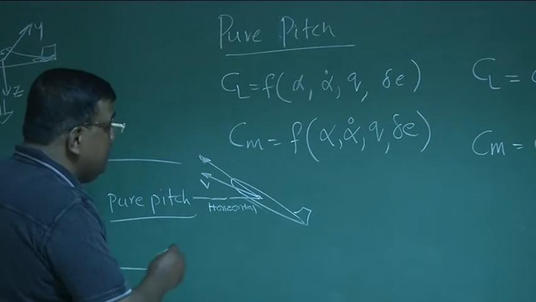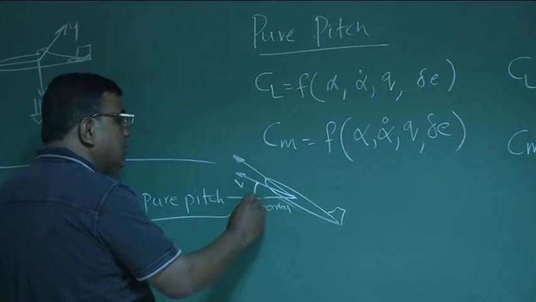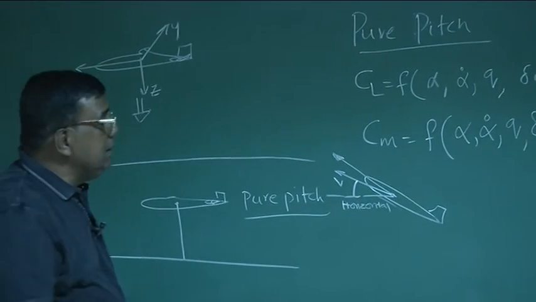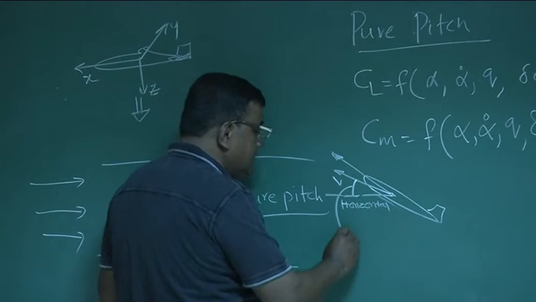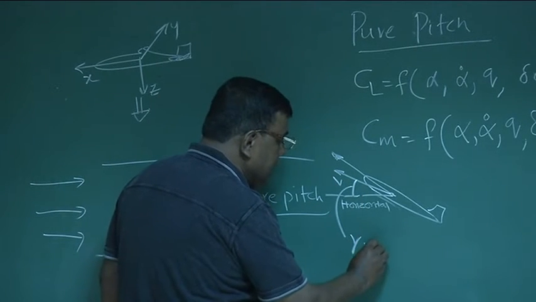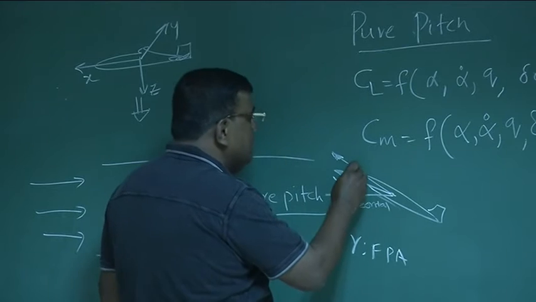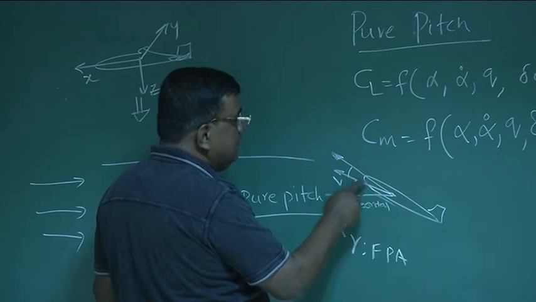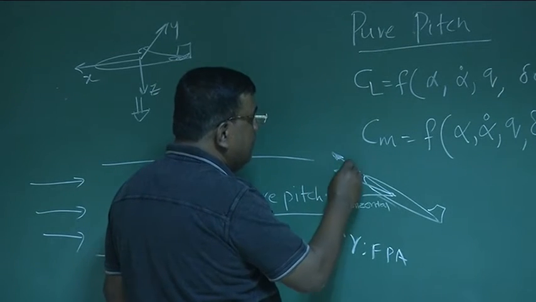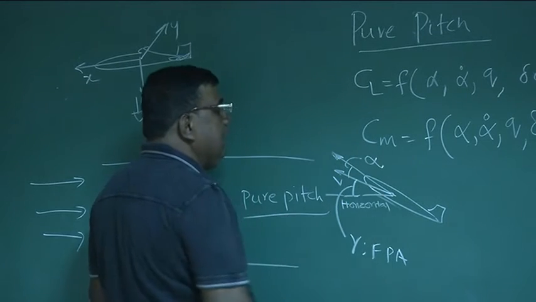What is this angle? This angle is the velocity vector making with horizontal, and that is the flight path angle. So this is gamma, the flight path angle. What is this angle? This is the angle between the axis, let's say chord, and the velocity vector. So this is alpha, angle of attack.